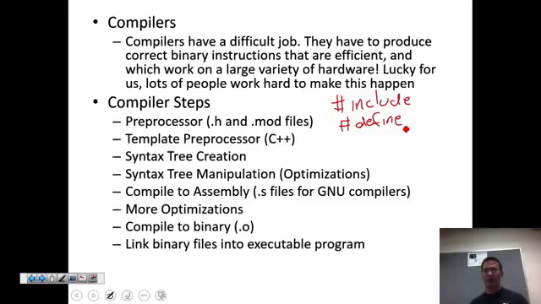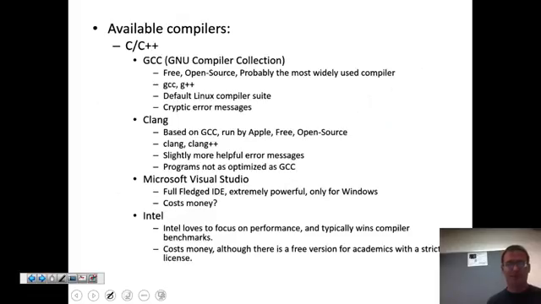From there, there's more optimizations. Those are called the back-end optimizations. And then from there, they compile it to the actual binary machine instructions. And once you get all those, then you can link them together into an executable program. And you get a nice little file that you can run. And that contains all of the instructions to tell the CPU what it needs to do. So, compilers.